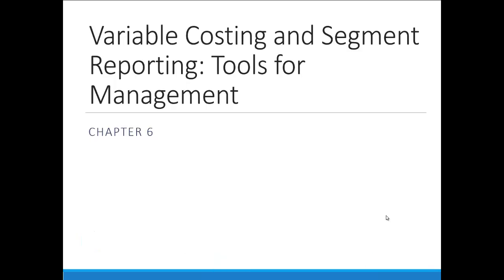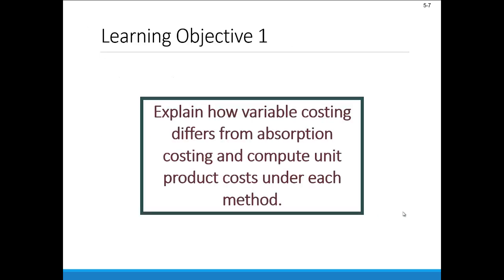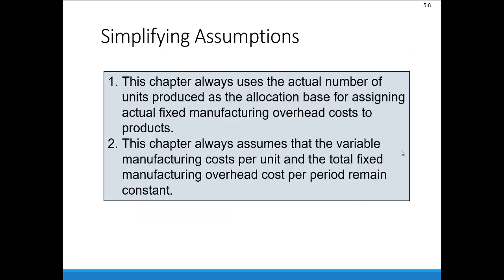All right, so chapter 6 was titled Variable Costing and Segment Reporting, Tools for Management. Our first learning objective is to explain how variable costing differs from absorption costing, and then compute unit product costs under each method. So a couple of assumptions we're going to make here. We're always making assumptions in accounting. First, this chapter always uses the actual number of units produced as the allocation base for assigning fixed overhead costs to products. And then second, and this is an assumption we've been making all along really, we're going to assume that variable cost per unit and total fixed costs stay constant. So our same assumptions about cost behavior are carrying through here.